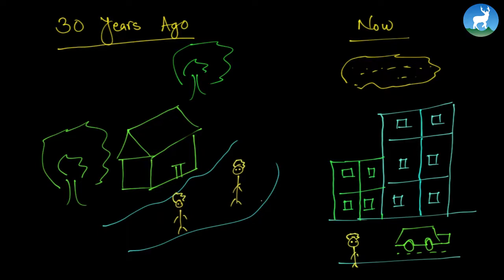Here we have a picture of 30 years ago, and this is the picture of now. 30 years ago, there used to be trees in the village, as you can see, and children used to play under the tree or on the road. So these are children playing. They did not used to go to school. There's no school, as you can see. People used to work in the field. They used to have small mud houses with thatched roofs. So they used to have all these things.